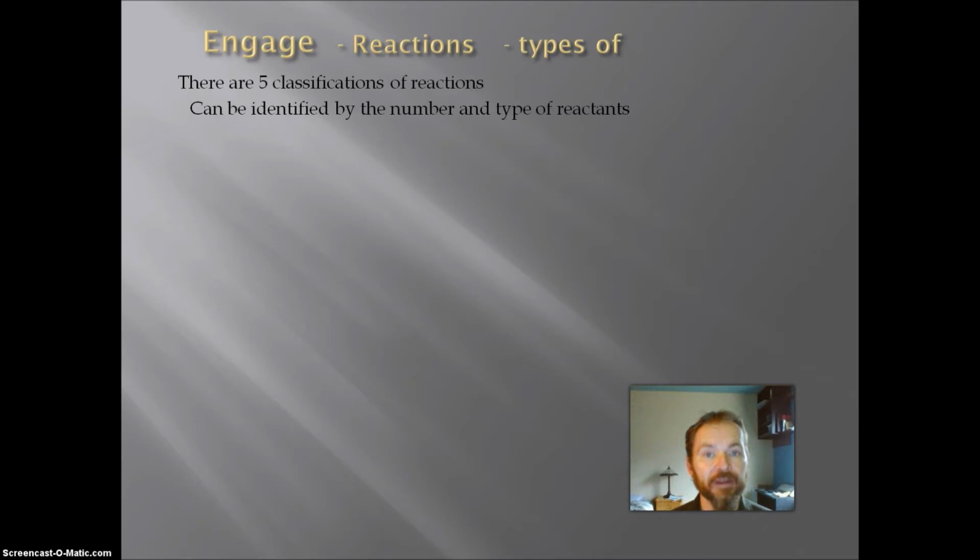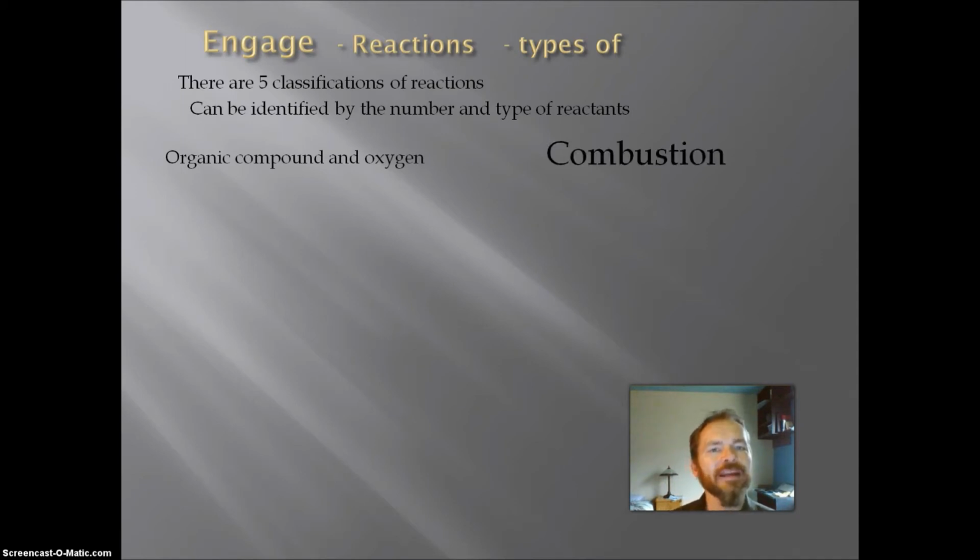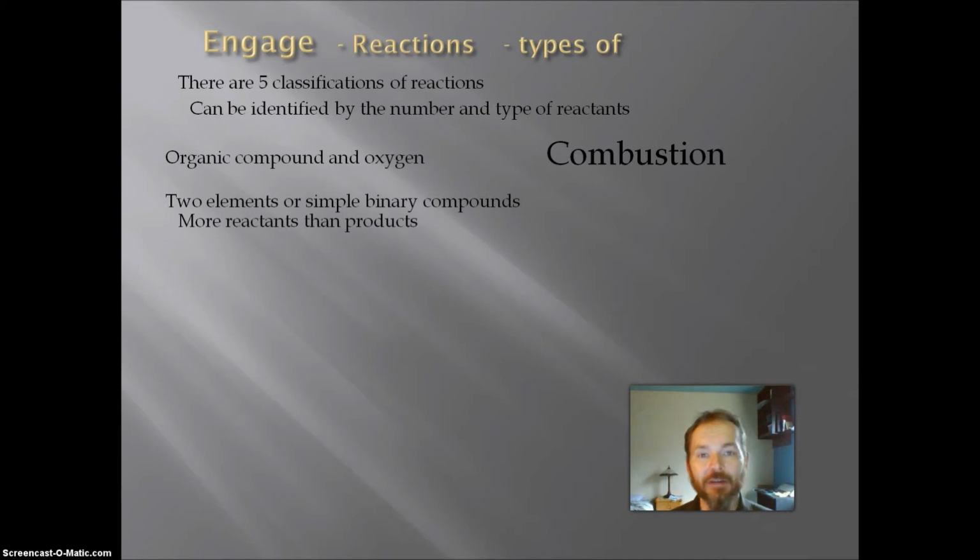The first one starts with an organic compound and oxygen. And this is really the only reaction we have right now that has organic compounds in it. So if you see an organic compound, you want to know that it is going to be a combustion reaction. Second one, 2 elements or simple binary compounds. If we start with 2 very simple things, or within the reaction, if there are more reactants than products, then we're going to have what is called a synthesis reaction.